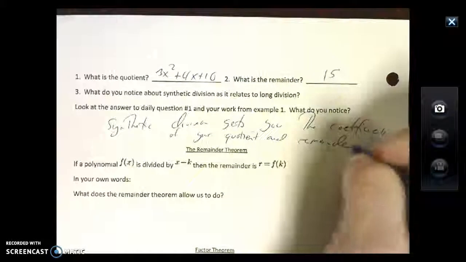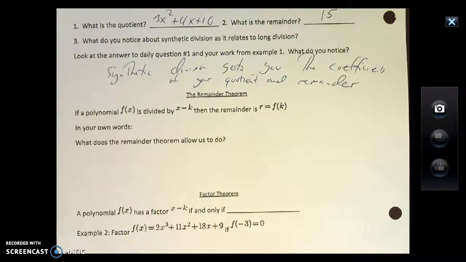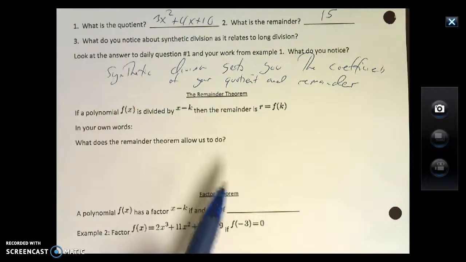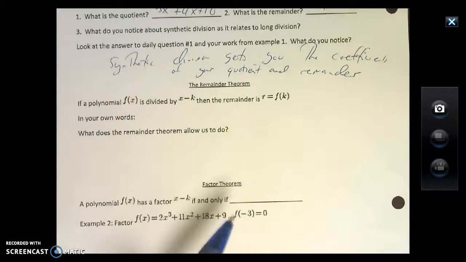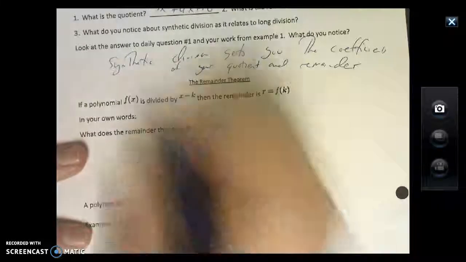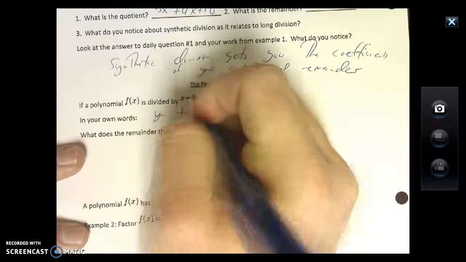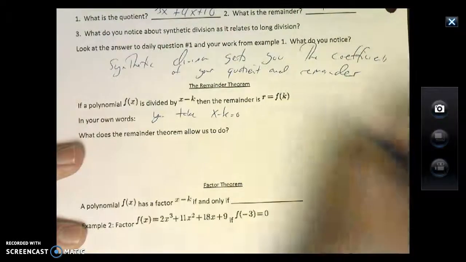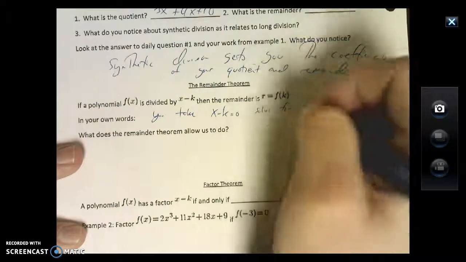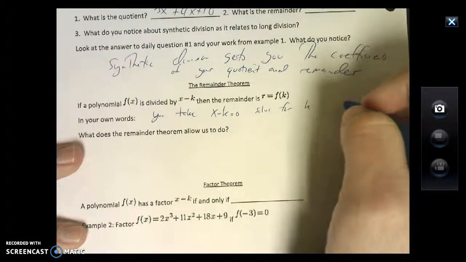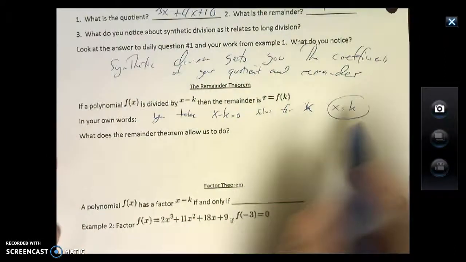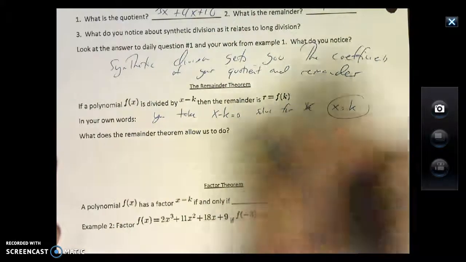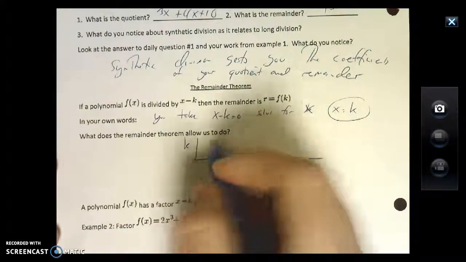It makes it faster. Okay? If a polynomial f of x is divided by x minus k, then the remainder is r equals f of k. So the remainder theorem is basically, in your own words, you take x minus k, set it equal to 0, and solve for x. You get x equals k, and this is what you synthetically divide by. The k is what goes out front, and then you divide by everything.